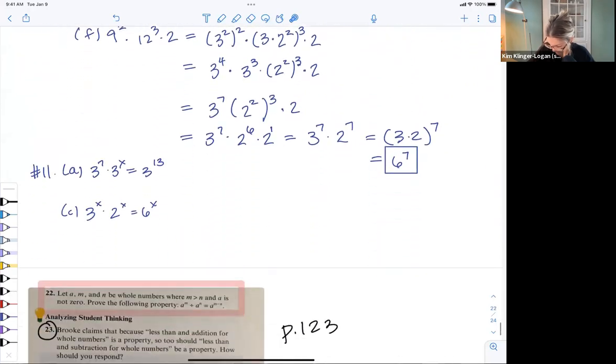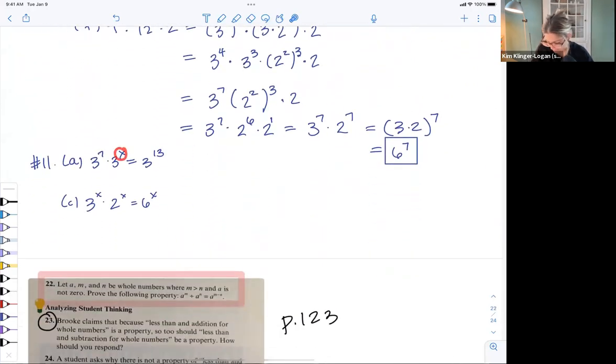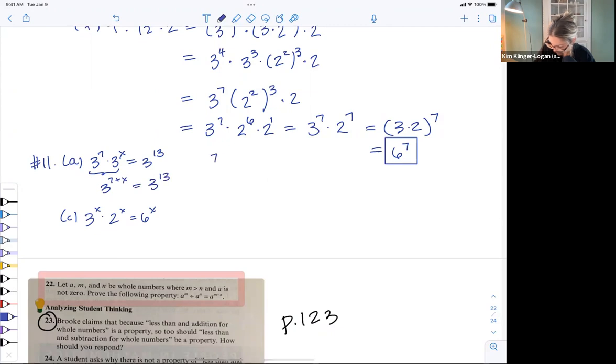Okay. So what value of x makes this true? Well, remember when I have two exponents with the same base here, I add the exponents. So I need 7 plus x to equal 13. So on the left-hand side, this is 3 to the 7 plus x. So 7 plus x equals 13 is what I'm really trying to solve. And so that means x has to equal 6. Okay, so if I put in 6 for x here, that would give me 3 to the 13th.